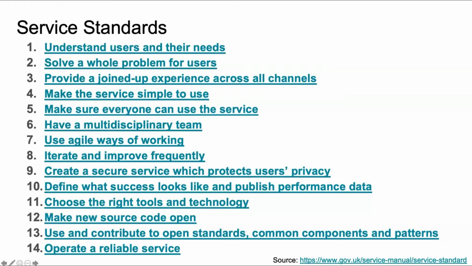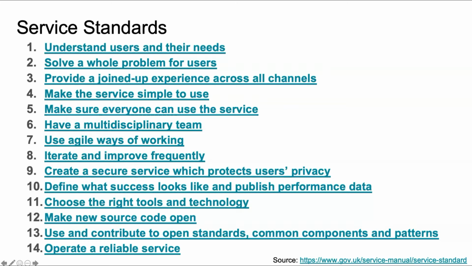Number 6 is to have a multidisciplinary team. By multidisciplinary, it means you should have a team that has different skill sets, ranging from research to analysis, to design, to development, to product management, to delivery management, and so on and so forth. Although they are multidisciplined, they will have to come together for a single purpose, bringing their skills to the table to help deliver that.